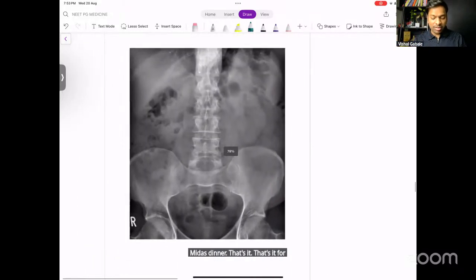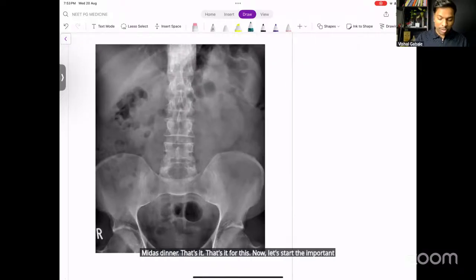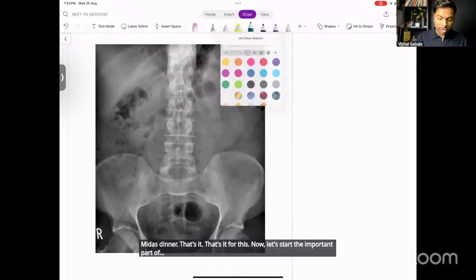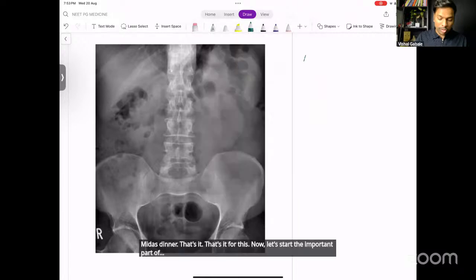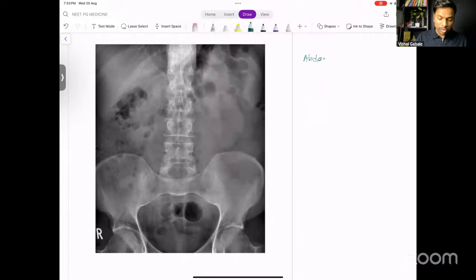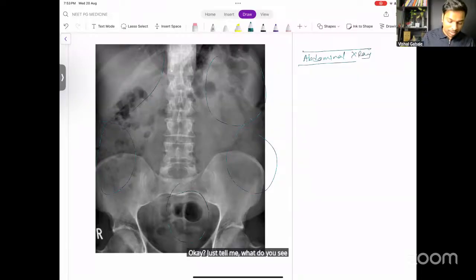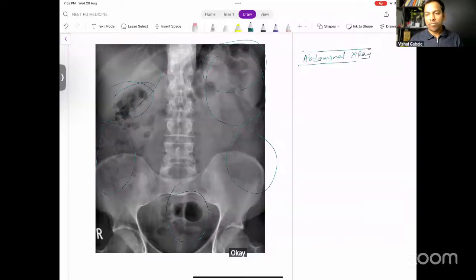Now let's start the important part of X-ray. Okay, just tell me. Okay, this is the colon shadow. This is the gastric shadow. What do you see?